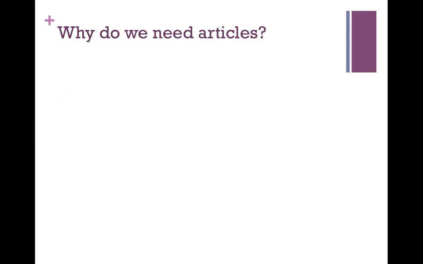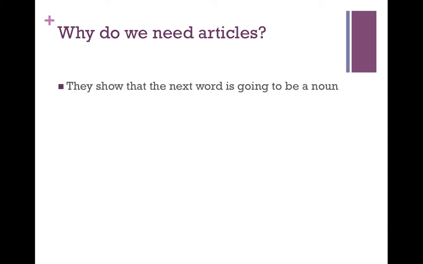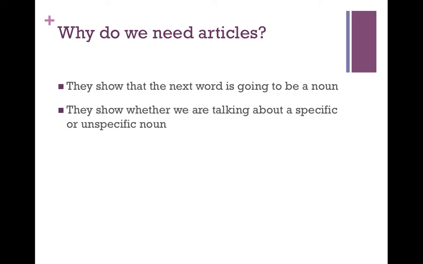Why do we need them? Sometimes it's important when we're trying to revise things to understand why we have to revise them. We need articles to show that the next word is going to be a noun. Without articles, it's not as clear, because almost every time we have a noun, there should be an article before it. They also show whether we're talking about a specific or an unspecific noun.